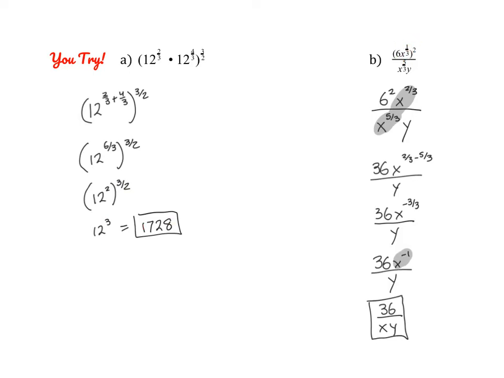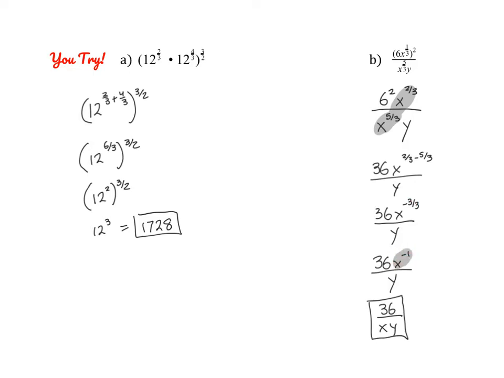All right, and then in part B, here I distributed the exponent because we have a product, so it's 6 squared, and then x here we have to multiply the exponent, so it becomes x to the 2/3. Notice my denominator stayed the same. And then here I notice we have the same base being divided. So we subtract the exponents. So 6 squared became 36, and then we have x to the power of 2/3 minus 5/3, which gives us x to the power of negative 3/3, which is x to the power of negative 1.